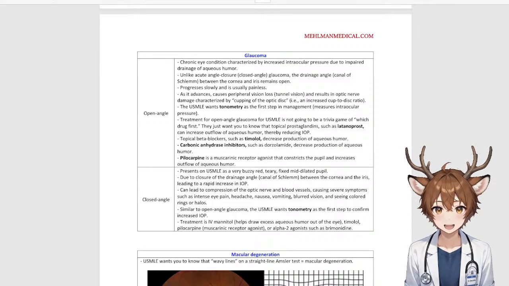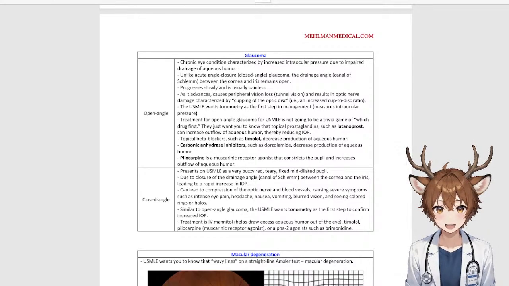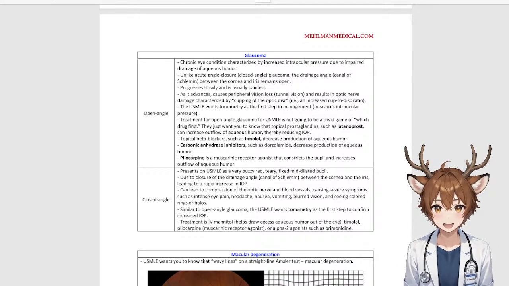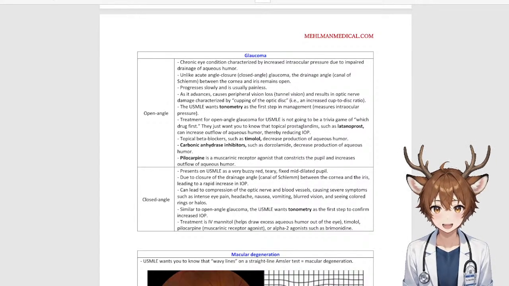It progresses slowly and is usually painless. As it advances, it causes peripheral vision loss, tunnel vision, and results in optic nerve damage characterized by cupping of the optic disc, that is to say, an increased cup-to-disc ratio. The USMLE wants tonometry as the first step in management, which measures the intraocular pressure.